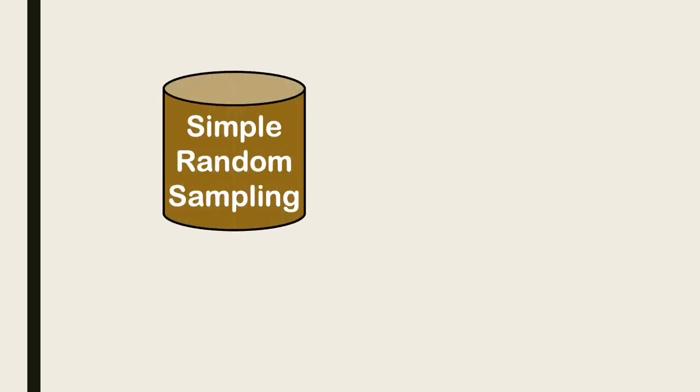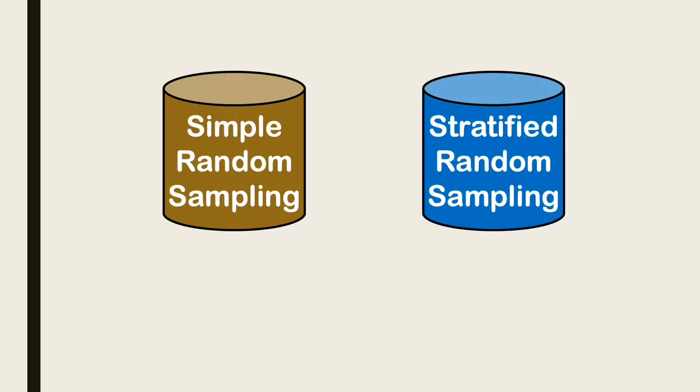Today, we learned 2 of the 4 basic types of probability sampling: simple random sampling and stratified random sampling.